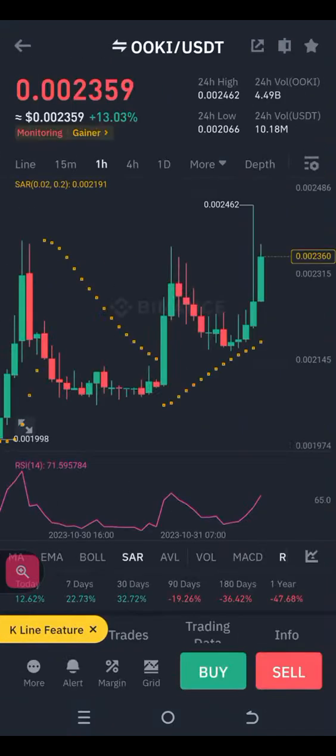This is interesting. We can use this as an example. Now, for me right now, it's in pump mode. You can see as it's just trying to move up and down, and you can see that the parabolic SAR is pushing up.